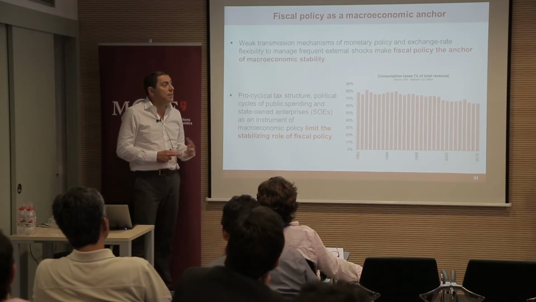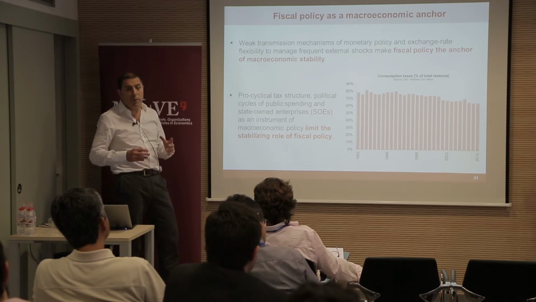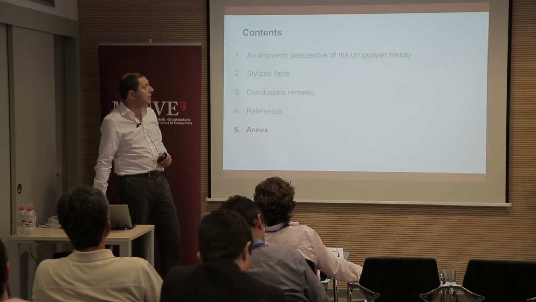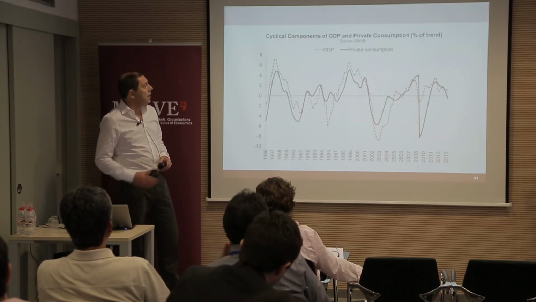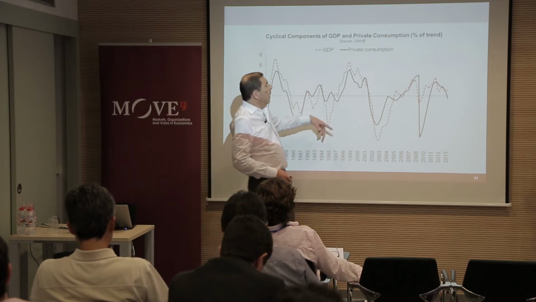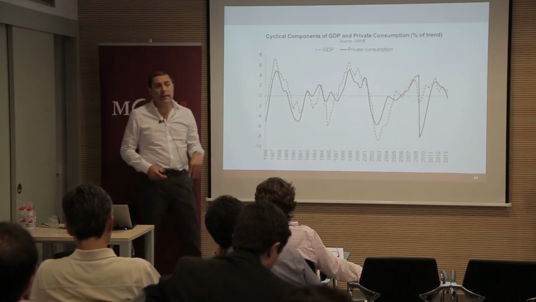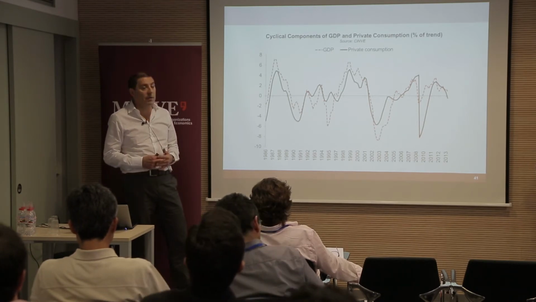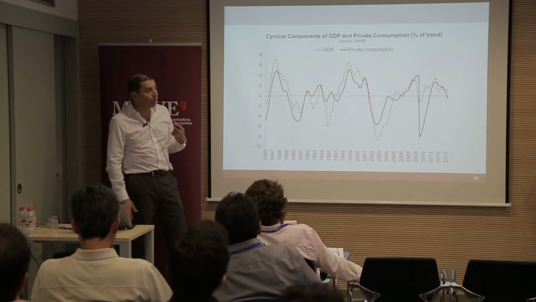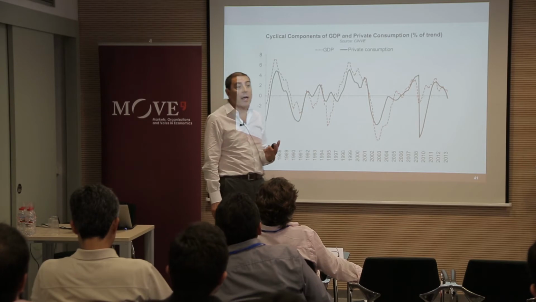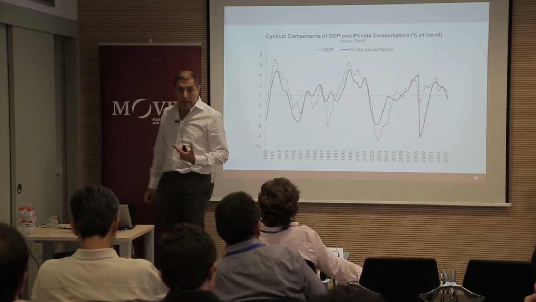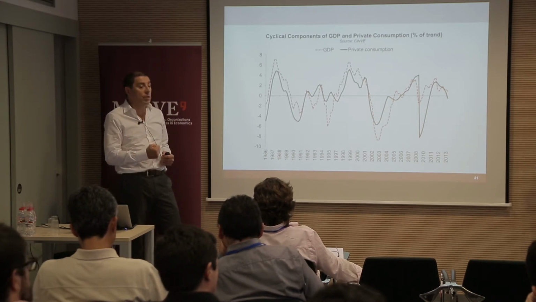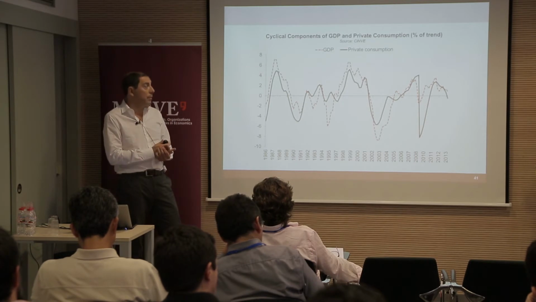So that means the dependence of the tax collection in Uruguay on the behavior of consumption is very, very important. And the problem here, like in many countries, is that private consumption has a lot of volatility, in some cases even more intense than GDP. That means the tax collection is very pro-cyclical for the country, and the government doesn't have a very important instrument to stabilize the economy during the bad periods.